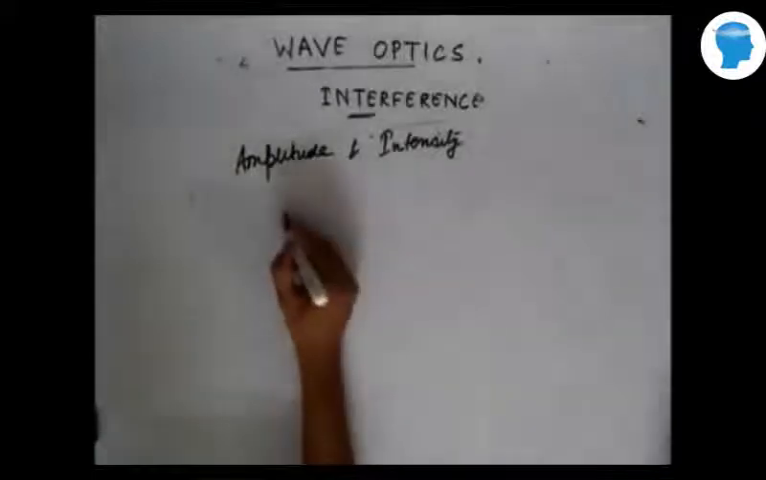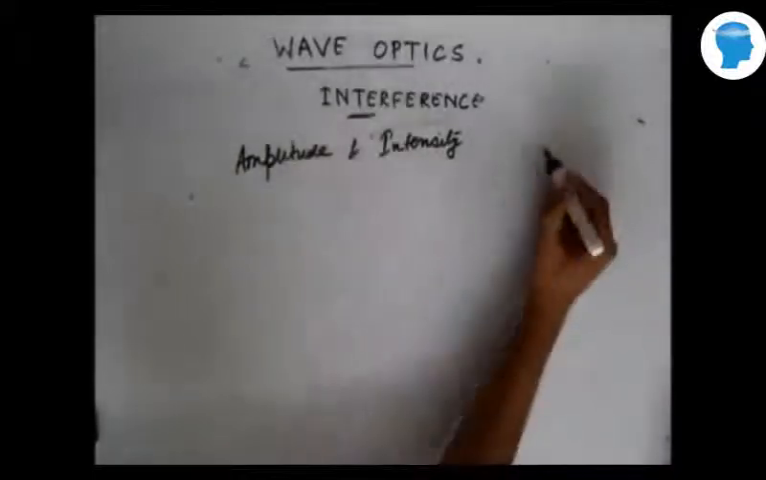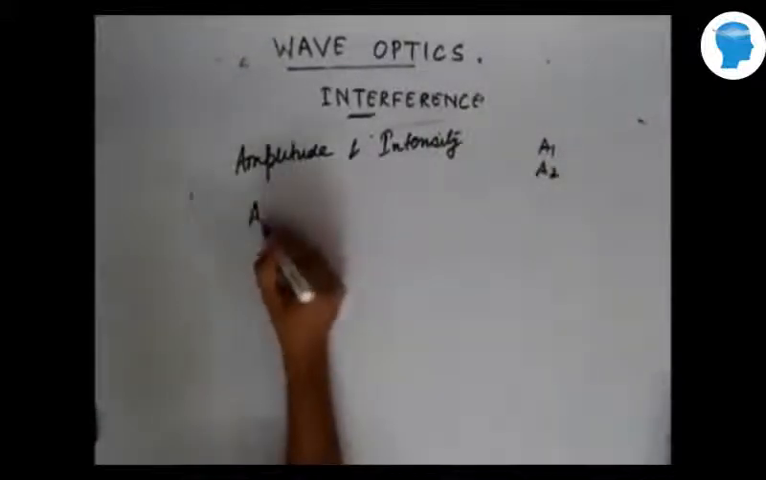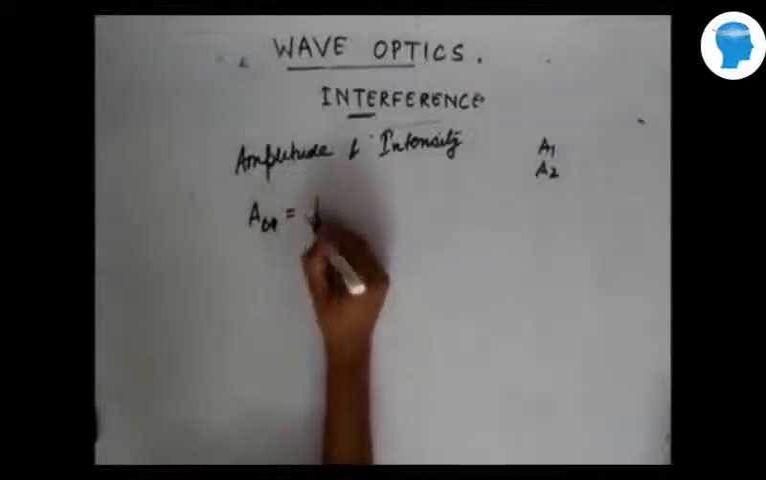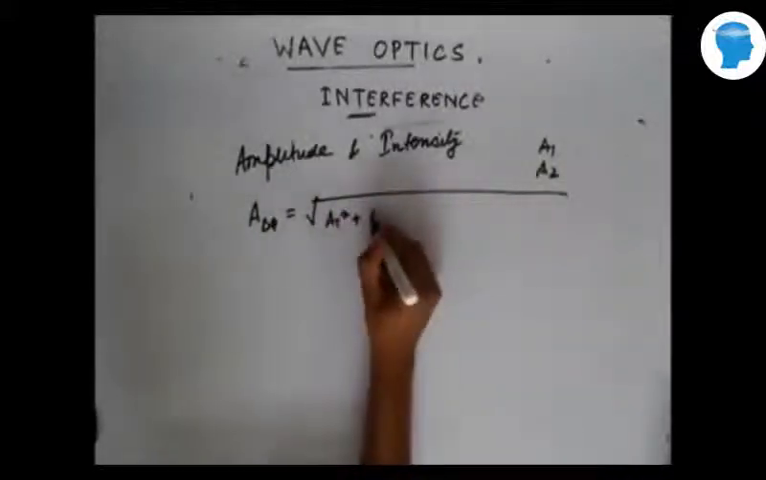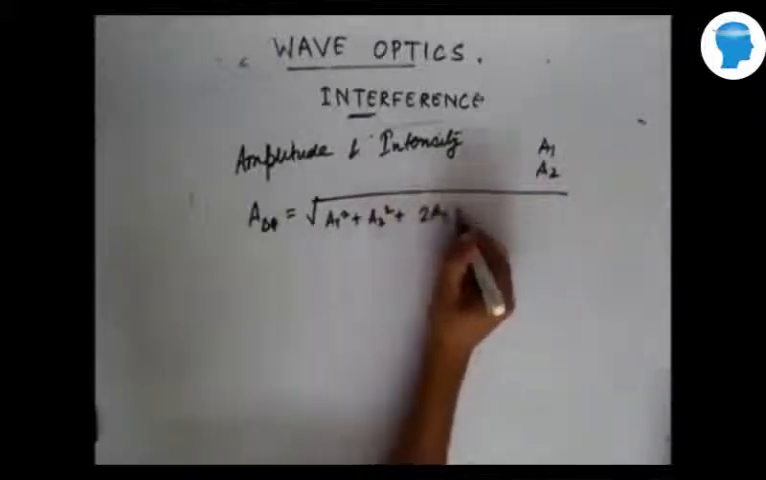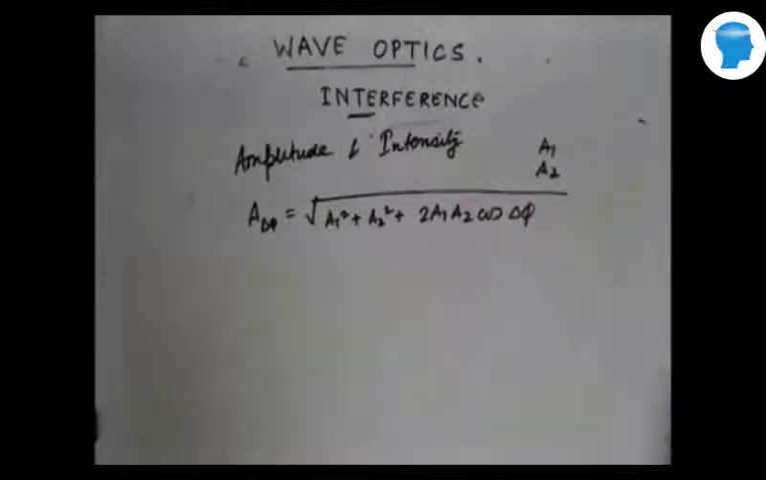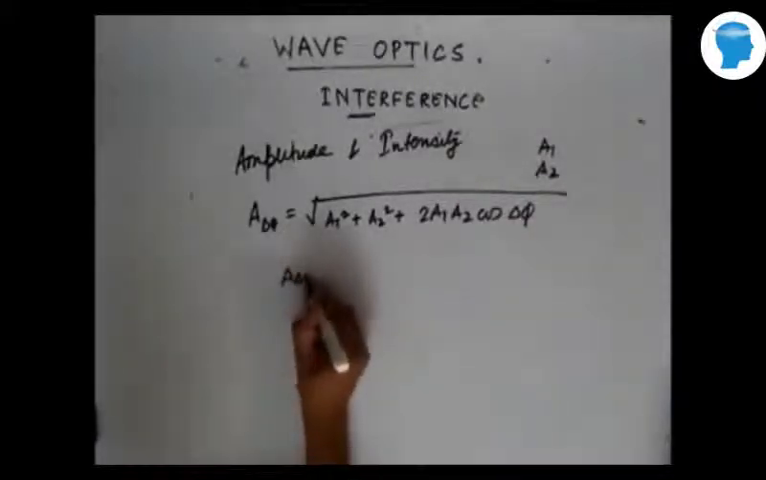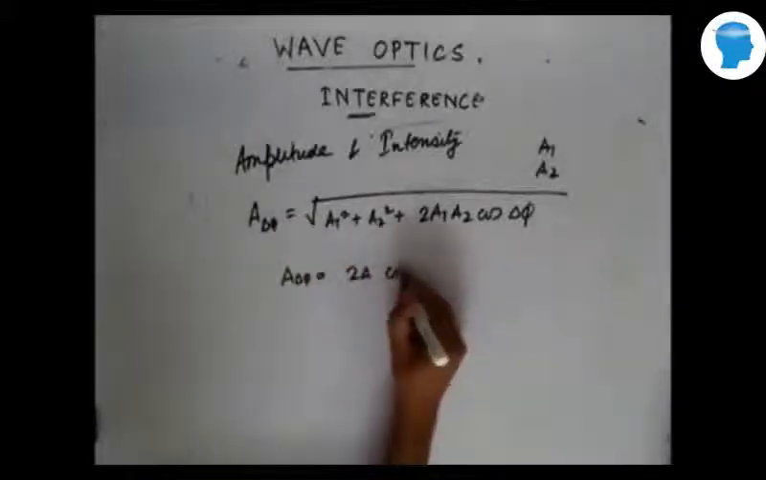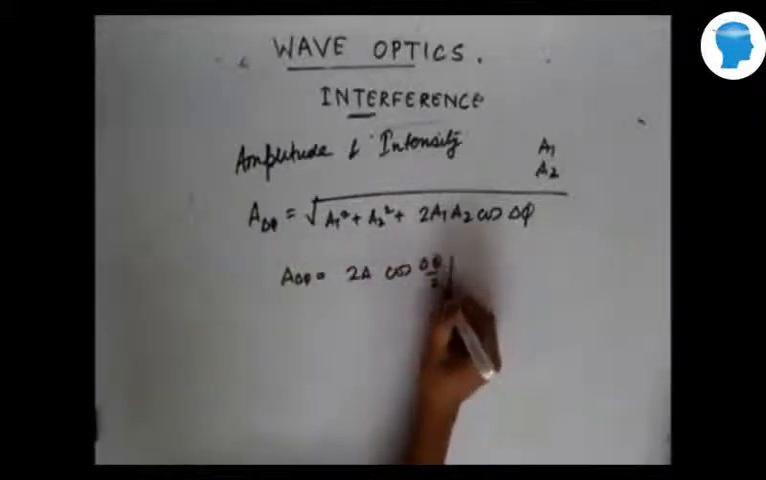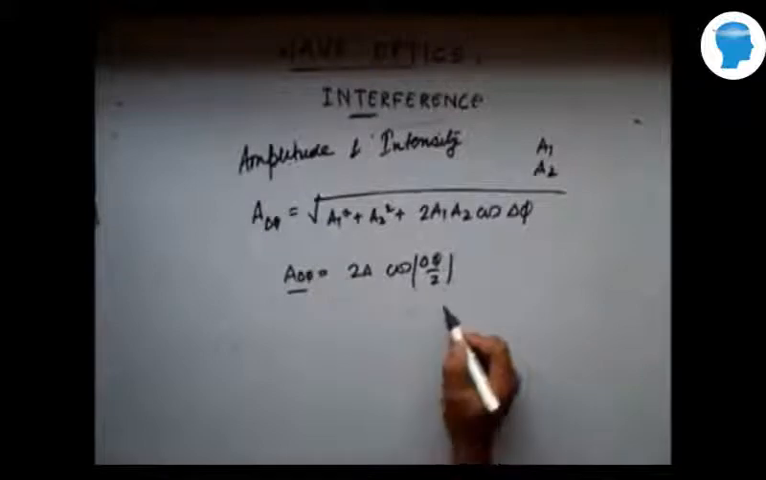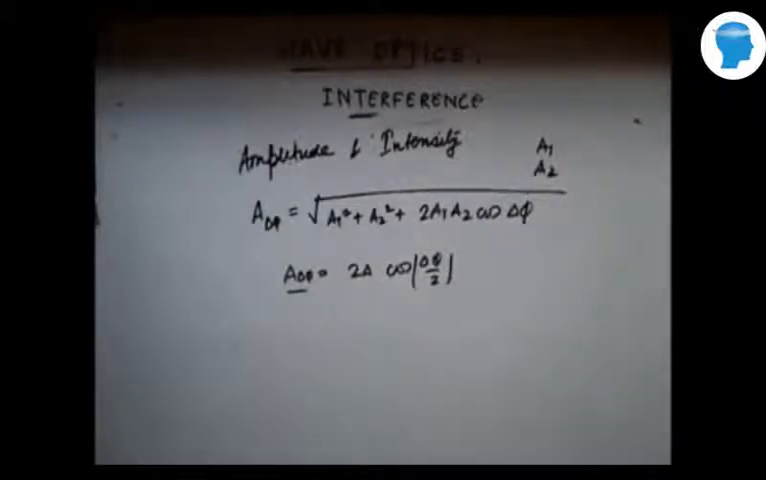Now you know that for any two waves with amplitudes A1 and A2, the resultant amplitude at any point is given by root A1 square plus A2 square plus 2A1 A2 cos del phi. Now if A1 and A2 are equal, you will get the amplitude as 2A cos del phi by 2. So you can see here that the resultant amplitude is given by 2A cos of del phi by 2.